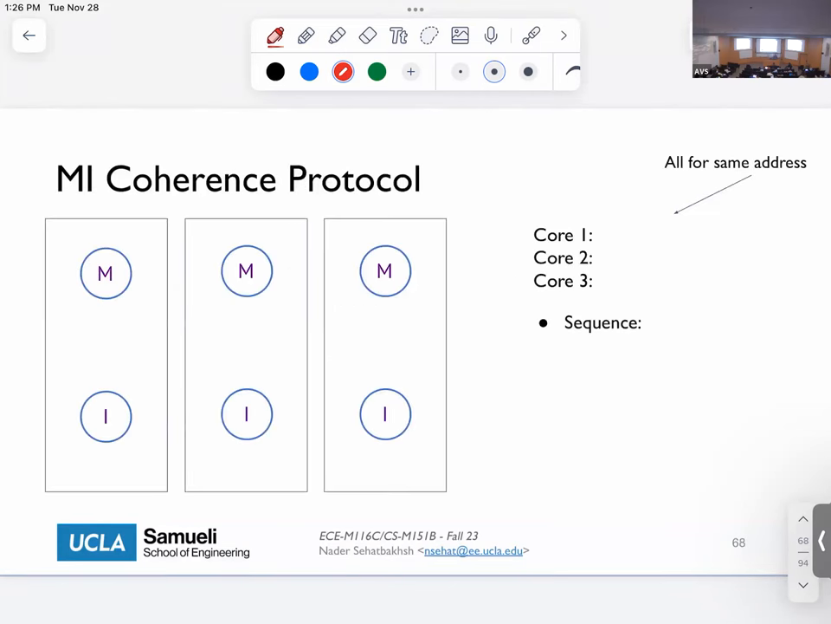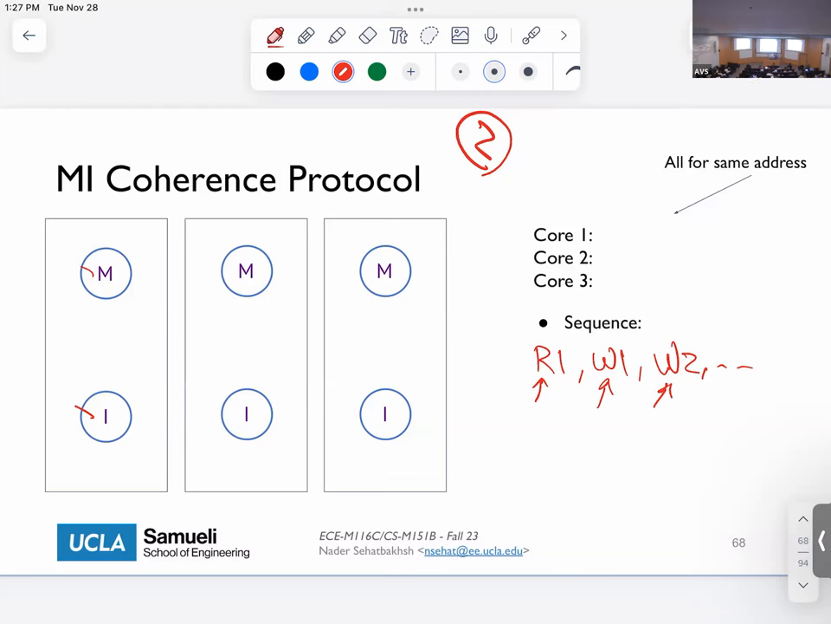To give you a little more of an example, let's say I have 3 cores, and I'm talking about one line, let's say line Z. Each line, as I said, is either in M state or I state. Let's say I have a sequence like this. I'm going to write it like this: R1, W1, W2, et cetera. This means core number one is going to read, like a load word on core one. This is a store word on core one. This is a store word on core two, and so on. And these are all for one particular address.